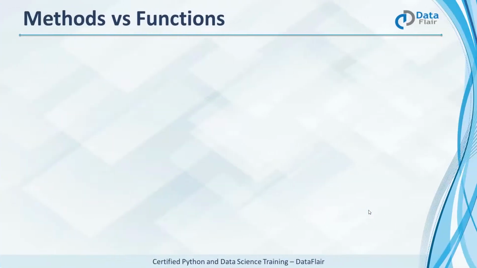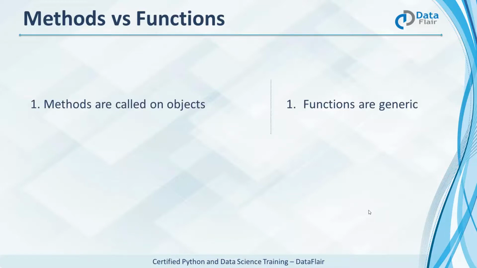So how exactly are methods different from functions? Methods are called on objects, but functions are generic. And so, methods can modify an object, but functions do not.